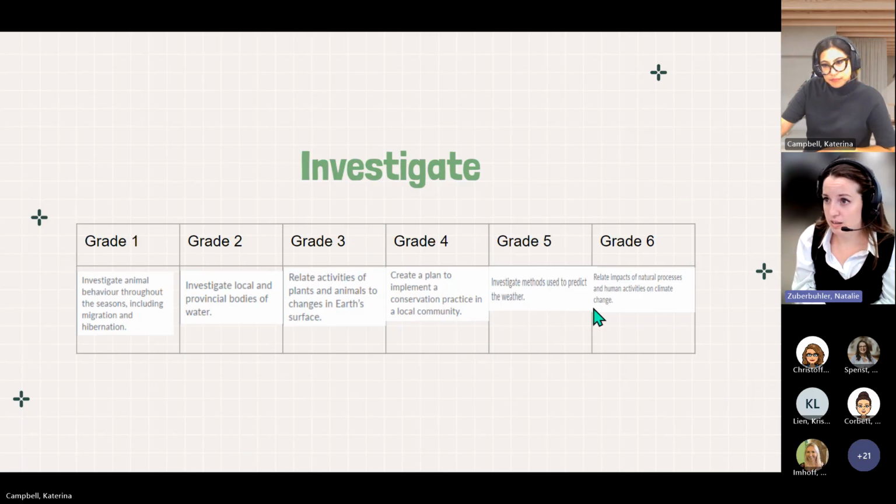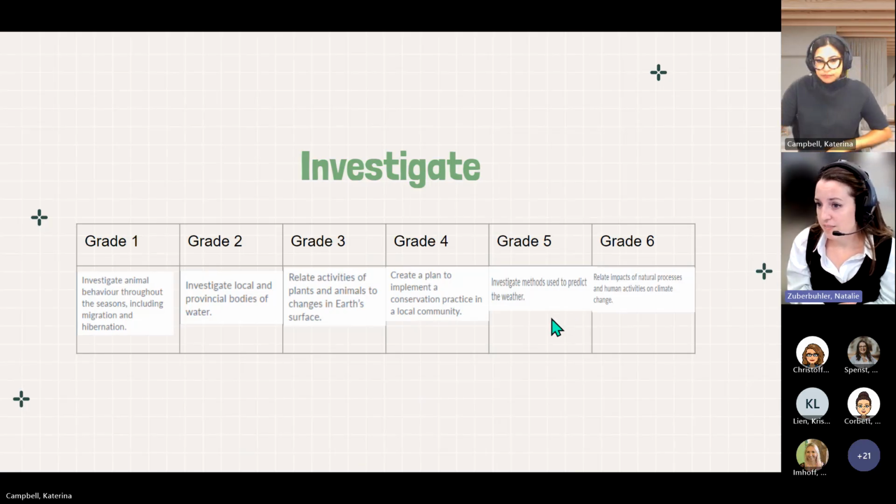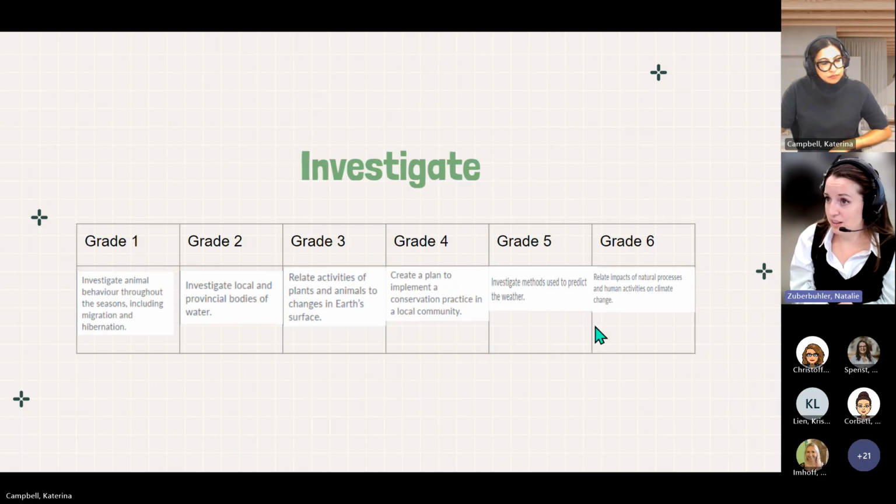So you're investigating, and then you're engaging with. It's a two-part process. Grade 5, we have investigate methods used to predict weather. And then grade 6, relate impacts of natural processes and human activities on climate change. So those are great areas that we can tie in some of our scientific methods.